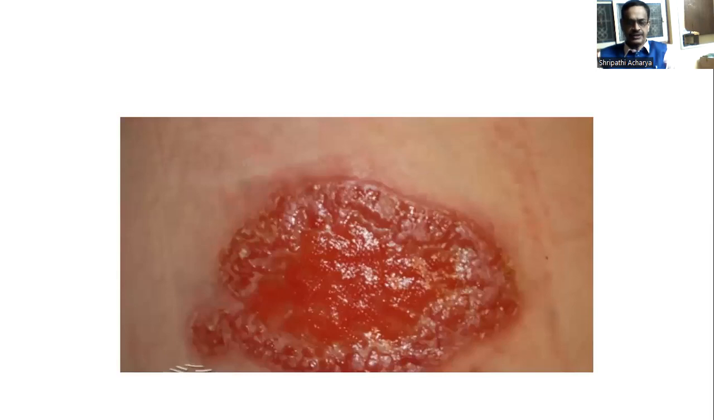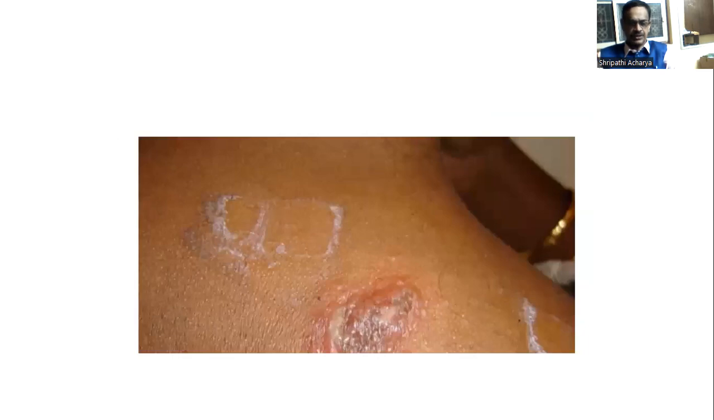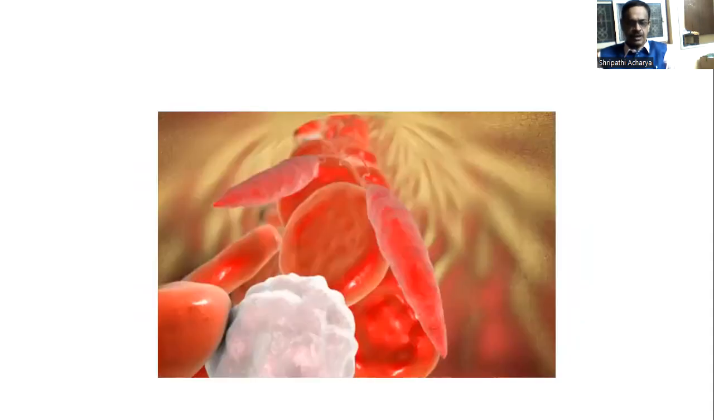It's also a case of cutaneous leishmaniasis. You can see the reddened area, chronic inflammation. There are nodules also. The other patient with cutaneous leishmaniasis, you can see the ulceration, reddened area, inflammation. This is the blood, you can see the Leishmania, the parasite.